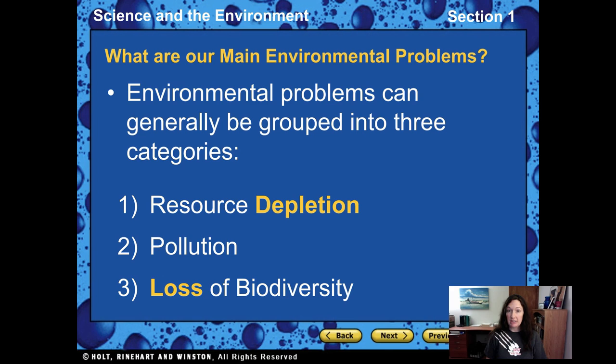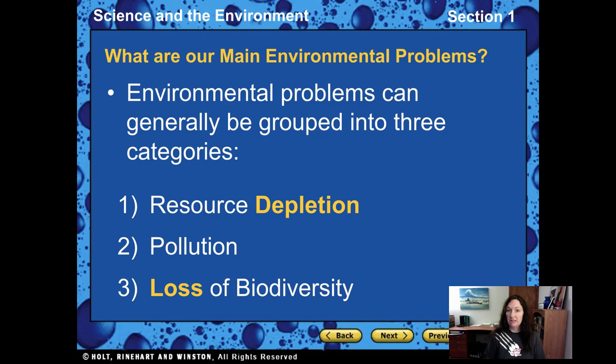Resource depletion is a major issue in terms of how much we consume and use to make the products and the food and the things that we need as a species. Pollution is another issue. That's kind of the waste products that has a negative impact on the environment. And then the loss of biodiversity is also a major environmental problem.